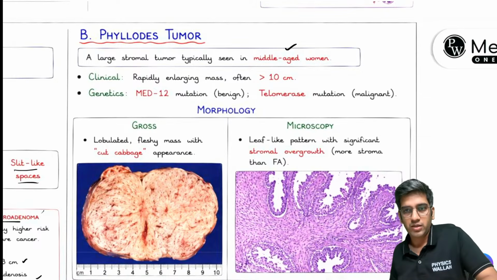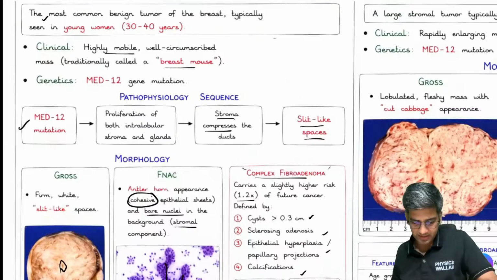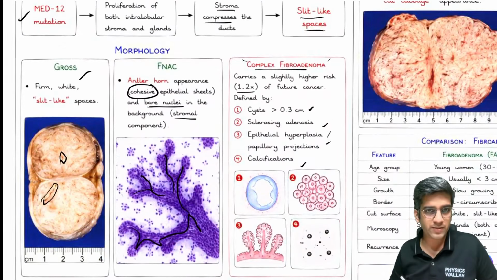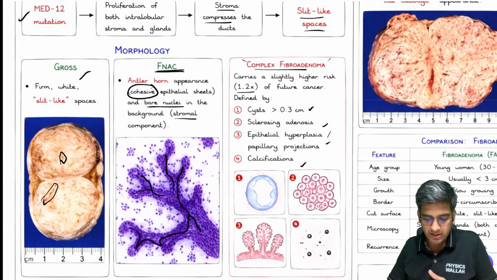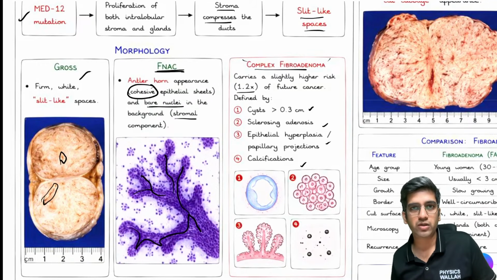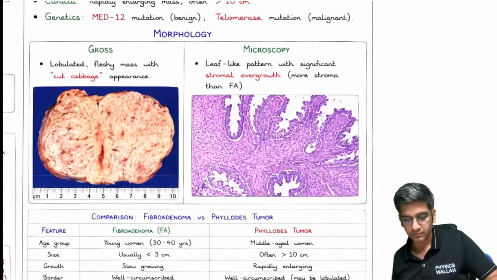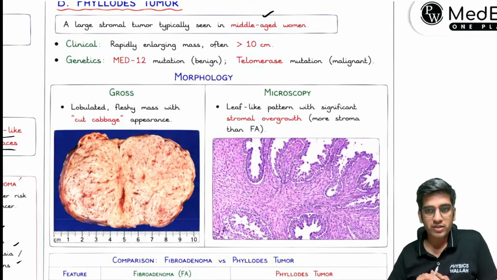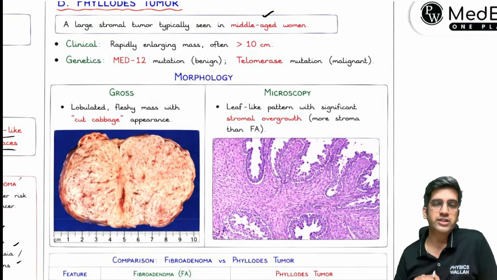Fine. Here it's me. Gross is this. Firm nodular slit-like spaces. FNAC is this. Antler horn appearance. Cohesive epithelium and in the background your bare nuclei. Got it? I'll draw the histopathological section soon, Ravi.